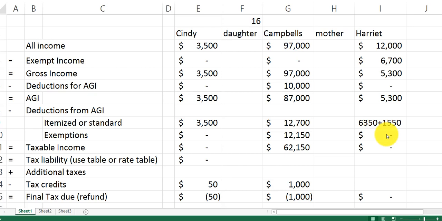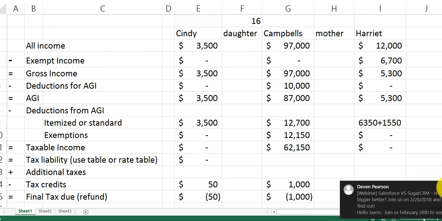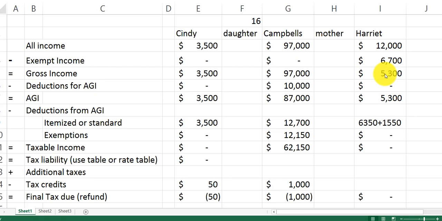To determine that, she's not a qualifying child because she's a parent. She'd have to be a qualifying relative. And remember that a qualifying relative has a threshold for gross income of $4,050, and her gross income is $5,300. So she does not qualify as a qualifying relative. Therefore, she cannot be a dependent of the Campbells. She is a dependent of only herself and gets to claim the exemption of $4,050. Now, if her gross income, ignoring the exempt income, had been less than $4,050, then she could have been an exemption, and this 4,050 deduction would, instead of being here for Harriet, be over here for the Campbells.